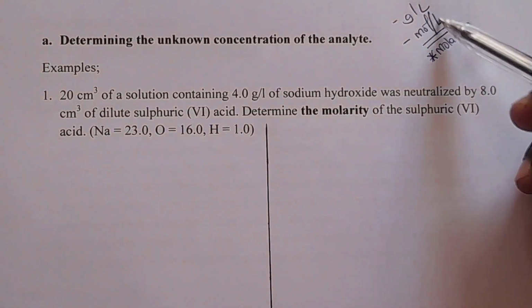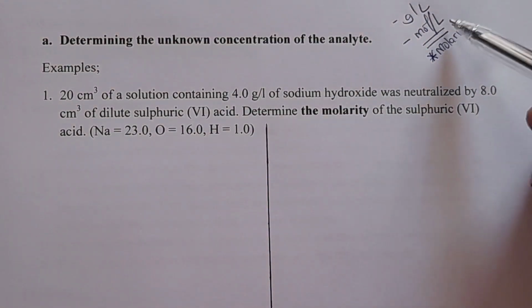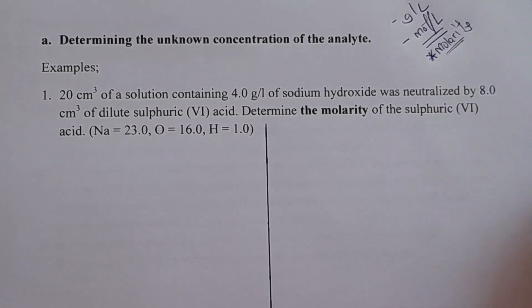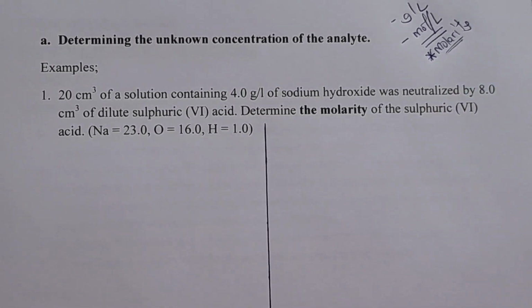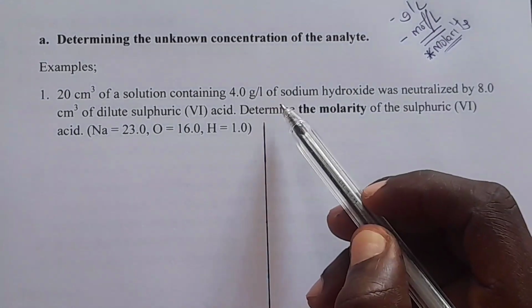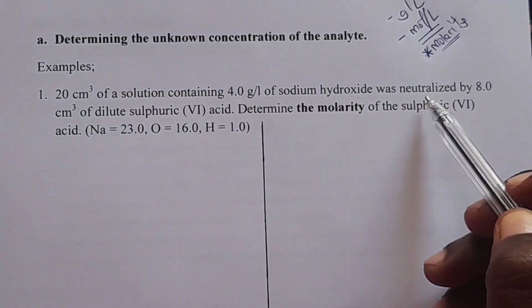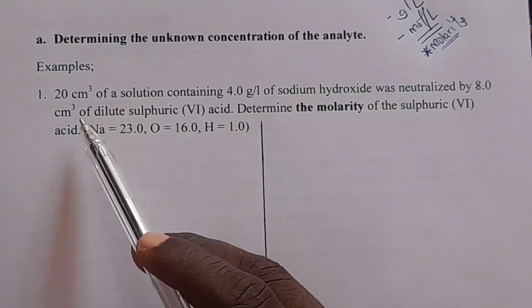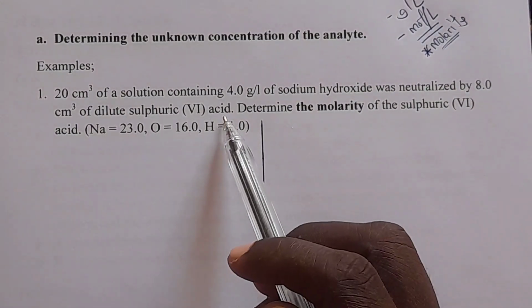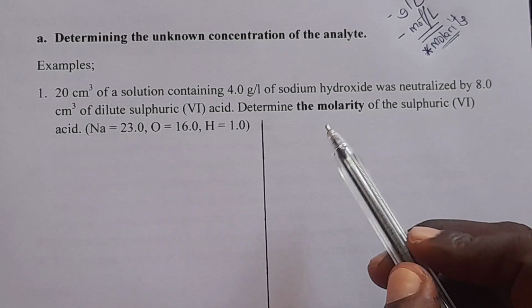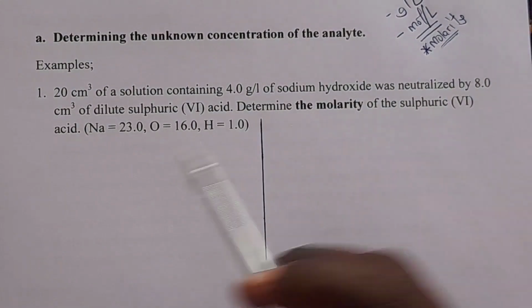Concentration in mole per liter or concentration in mole per decimeter cube is the same as the molarity of a solution. Okay, we have an example. 20 centimeter cube of a solution containing 4.0 gram per liter of sodium hydroxide was neutralized by 8.0 centimeter cube of dilute sulfuric acid. We are told to determine the molarity of the sulfuric acid.